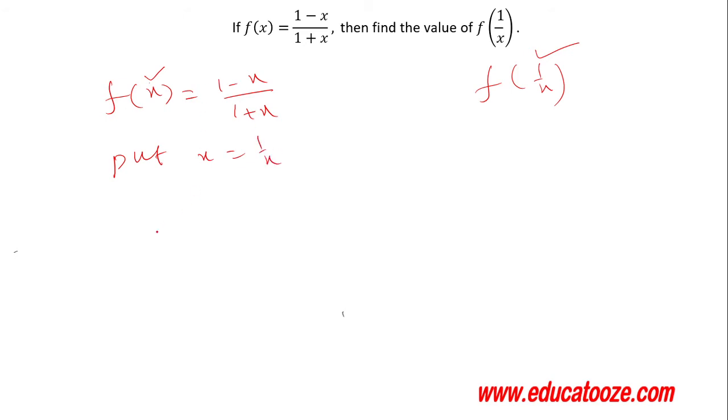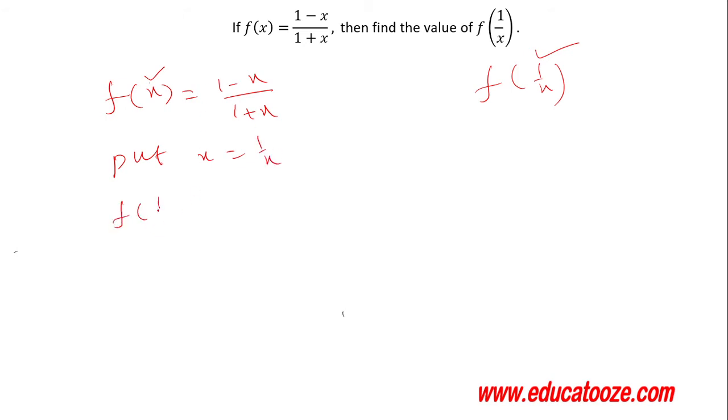Same as the previous example. Let us write this question first: f of x equal to 1 minus x by 1 plus x. Now what we need to find? F of 1 by x. Now see, here it was x, here 1 by x. So the variable changed from x to 1 by x. Same like previous, put x equal to 1 by x in the above expression.